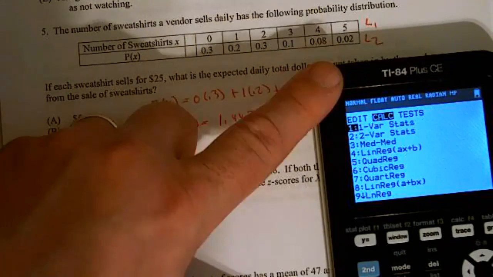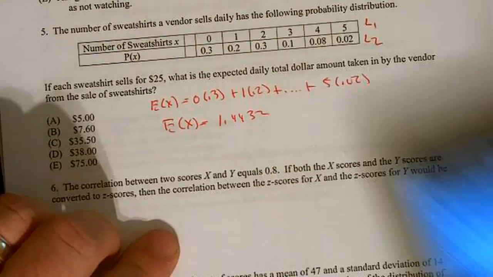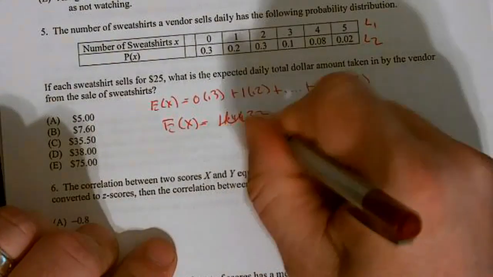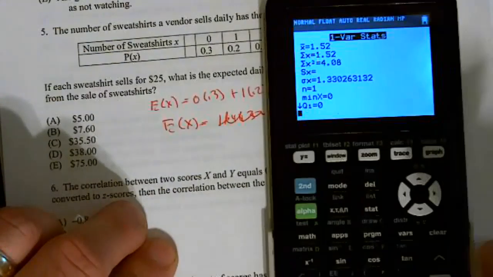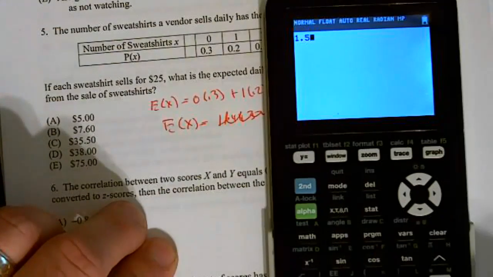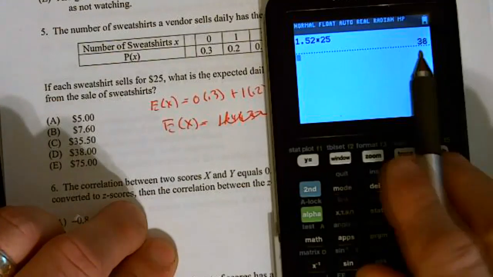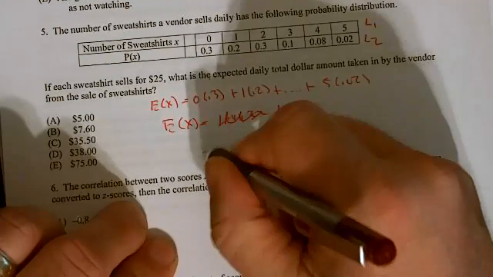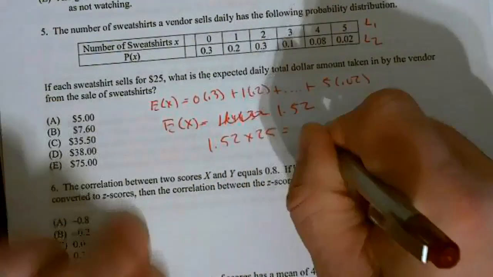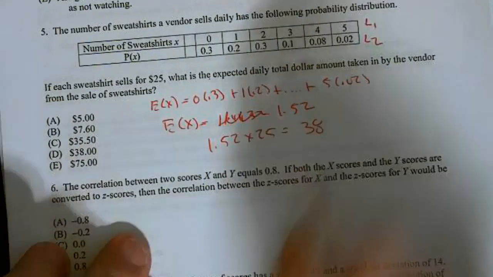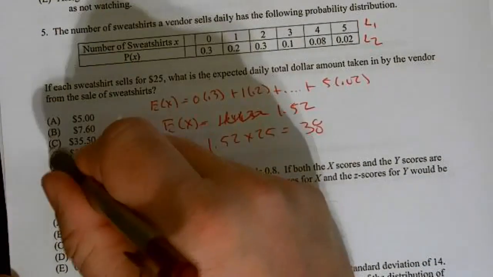Stat calc, 1 var stat. And this should be 1.52, which is a much better number. So 1.52, and then I'm going to multiply that by 25. So 1.52 times the 25 equals $38. And so for number 5, I end up getting D.